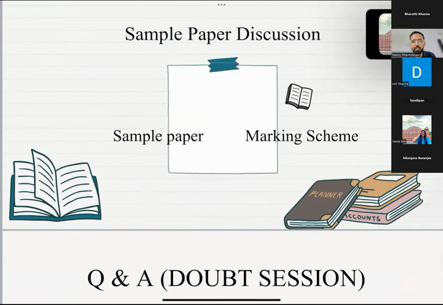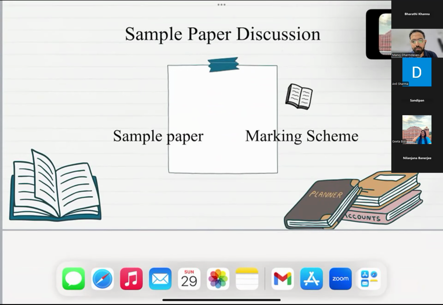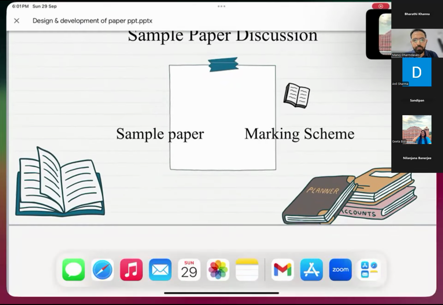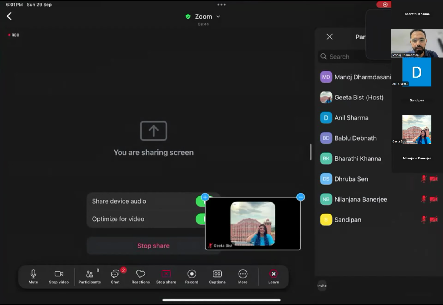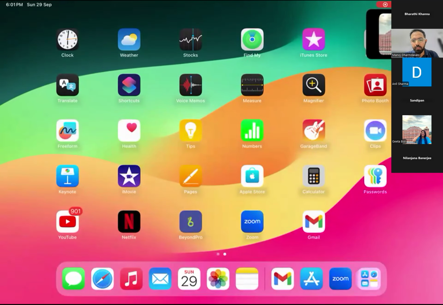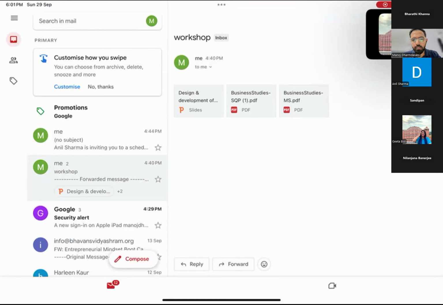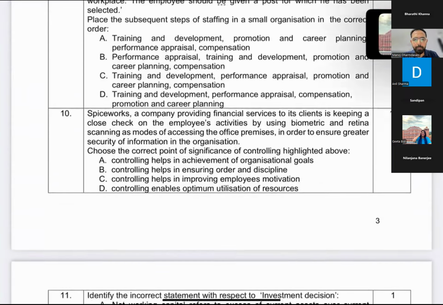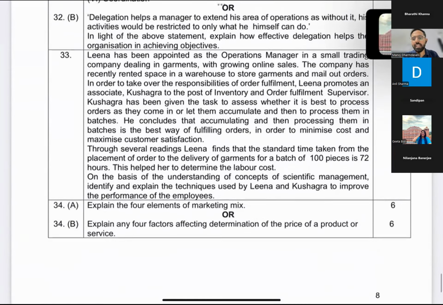Now, if we talk about the sample paper, I'll give you just an overview. Just a second. Geeta ma'am, is it visible? Yes, Manoj sir, it's visible.